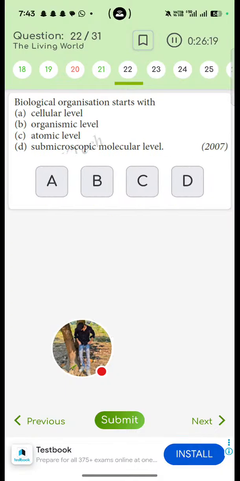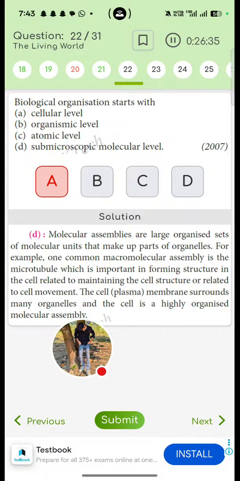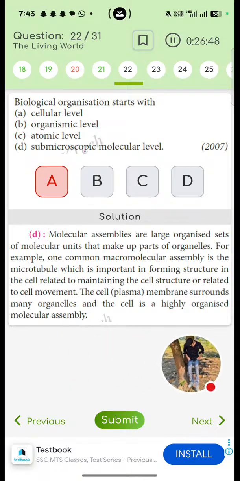Biological organization starts with cellular level, organism level, atomic level, or submacroscopic molecular level. NEET 2007. According to me, cellular level. No, D. Submacroscopic molecular level. Biological organization starts with the submacroscopic molecular level.